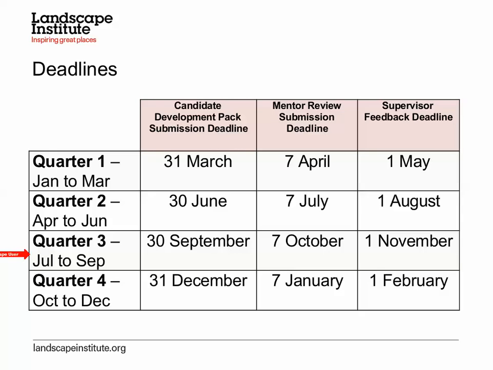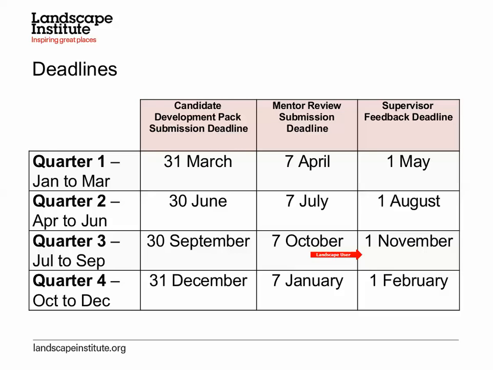Supervisors, it's a bit of a mouthful to explain what their deadline is defined by, to say it's the first day of the second month of the next quarter. But essentially, they have 3 to 4 weeks after you have submitted to have a look at both your submission and the candidate's submission and submit their feedback for both of you. So, for example, for the quarter 3 that we're in at the moment, their deadline is the 1st of November.